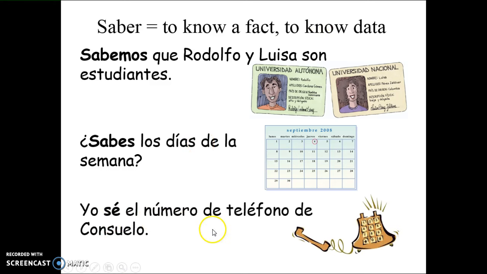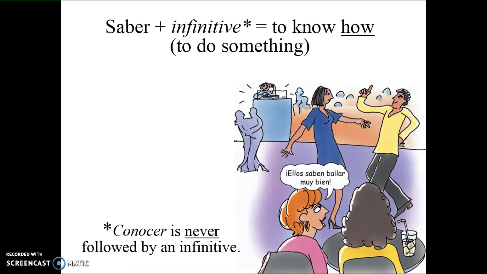Yo sé el número de teléfono de Consuelo. It literally translates to I know the number of telephone of Consuelo. So I know the telephone number of the advisement office, or whatnot. Again, all three of those are talking about knowing facts or knowing data.